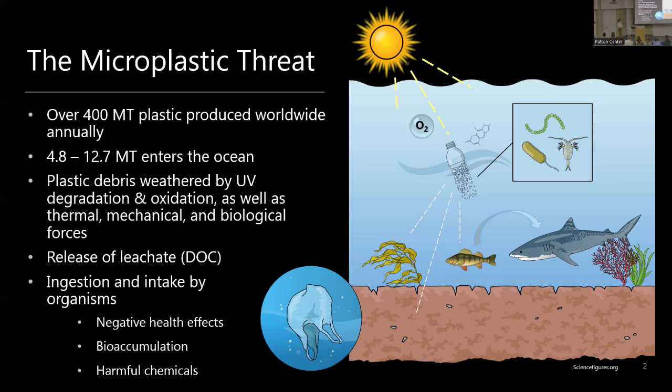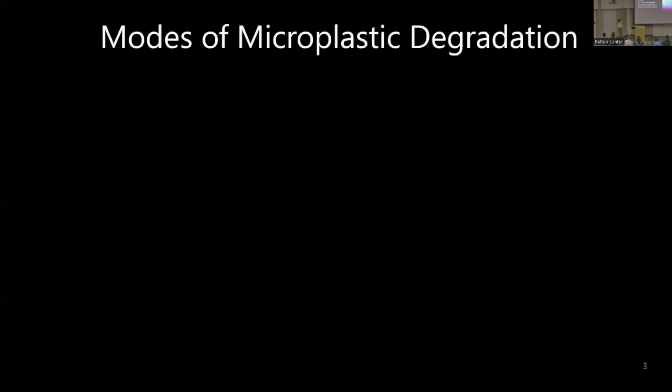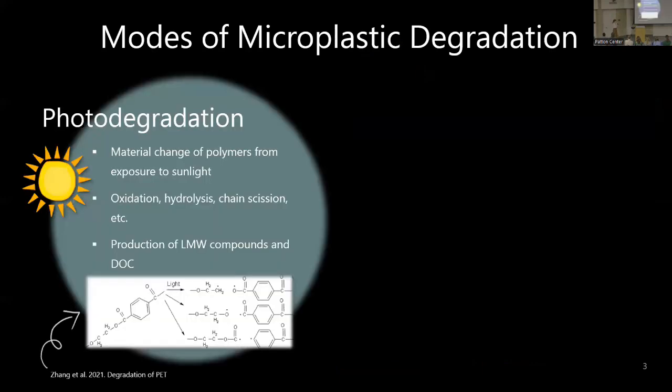Yeah, and then they also produce harmful chemicals when they're broken down. So you have bisphenol A and a whole bunch of other ones that are going to negatively impact these organisms, reducing their growth rates, their reproduction, and their lifespans. So I talked about some of those weathering processes. The two that I'm focusing on in my project are photodegradation and biodegradation.